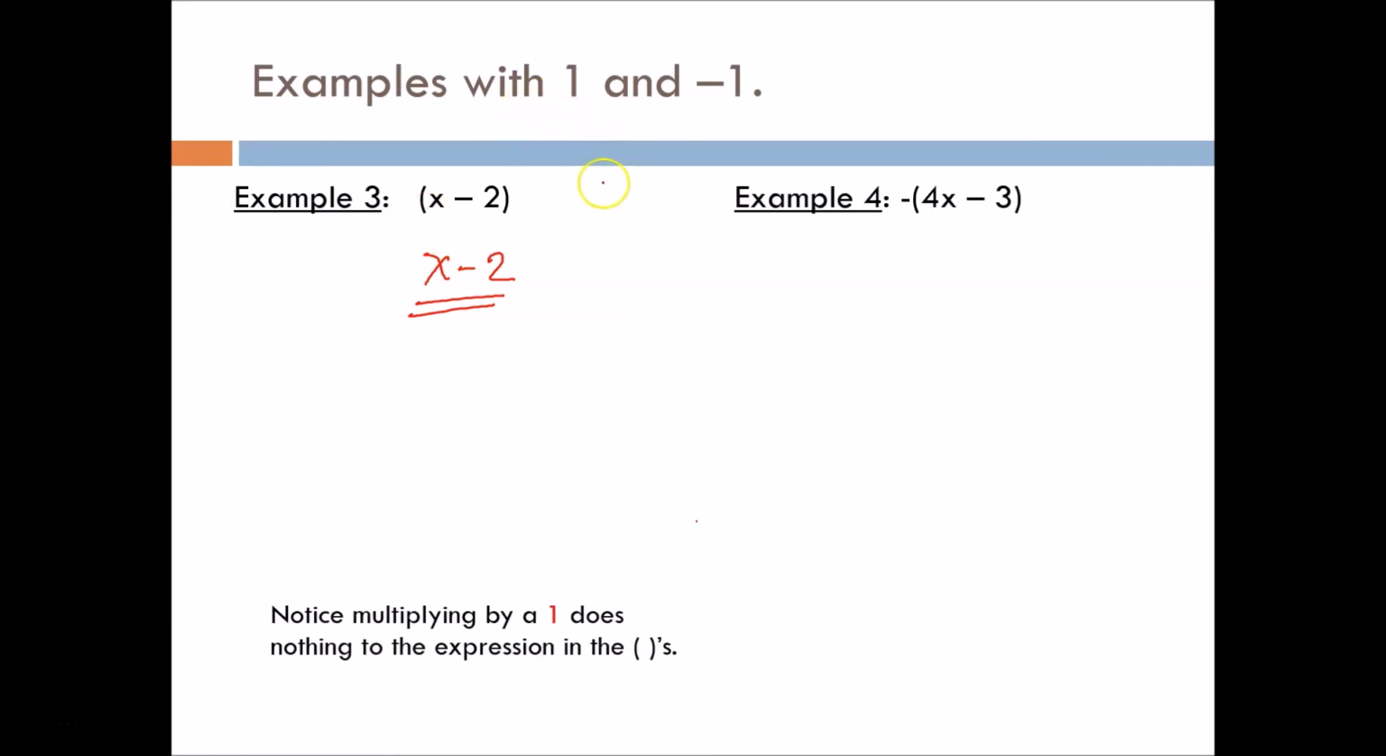Okay, next, we have a negative outside. What does it mean? If you don't see a number, it means a 1. Therefore, we multiply negative 1 to the inside terms. So negative 1 times 4x, negative 1 times a negative 3. So this will give us a negative 4x. Negative times negative is positive 3. There you go.